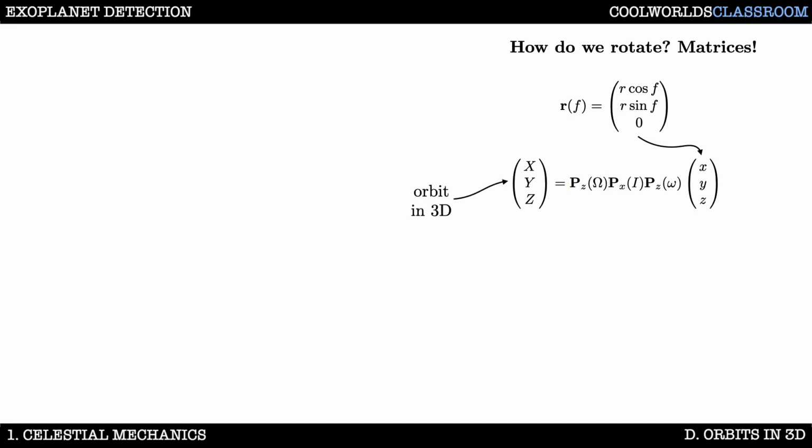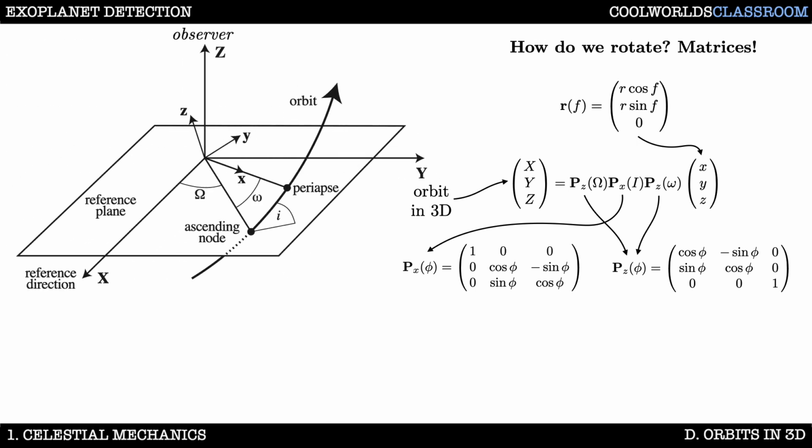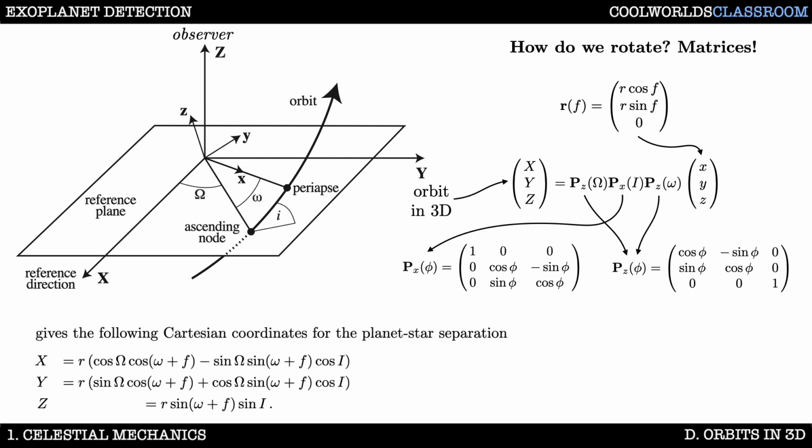Remember that the matrices are non-commutative, so the order of these rotations really matters. Those rotation matrices can be expanded as follows, where we now just need to choose symbols for the angles by which we are making these rotations. As highlighted, conventional notation is to call the first Z twist little omega, the X roll angle, the inclination angle, I, and the last Z twist a big omega. If you multiply through, you'll end up with the following Cartesian solution for the 3D orbit.